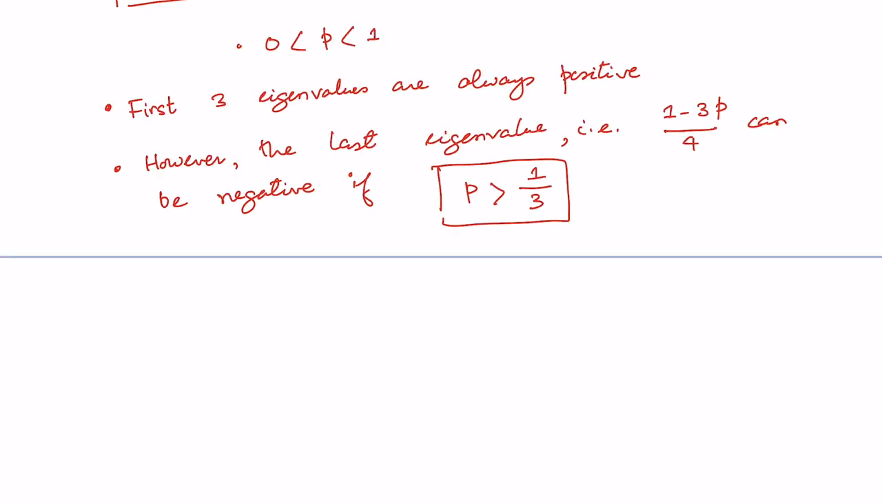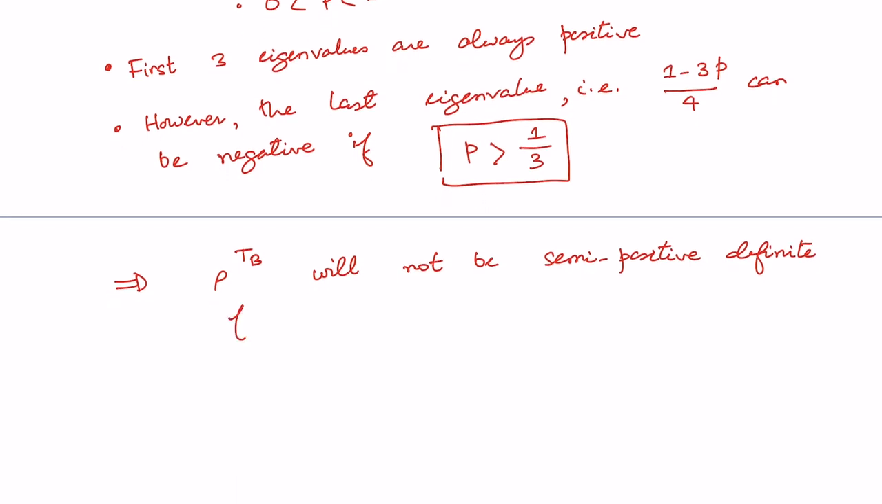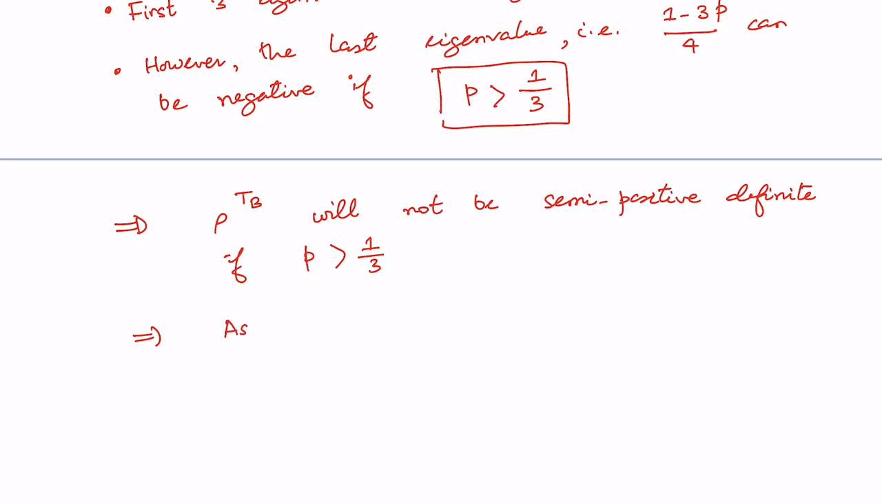So this is important. If one of the eigenvalues becomes negative, then we say that rho TB, this density matrix, is not a density matrix any longer, because this matrix will not be semi-positive definite. That means one of the eigenvalues is going to be negative if p is greater than 1 by 3. So this implies, as per the positive partial transpose criterion or PPT criterion, that the state will not be separable.